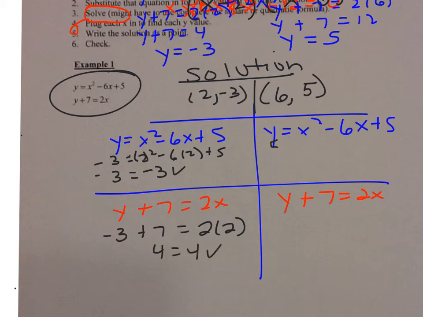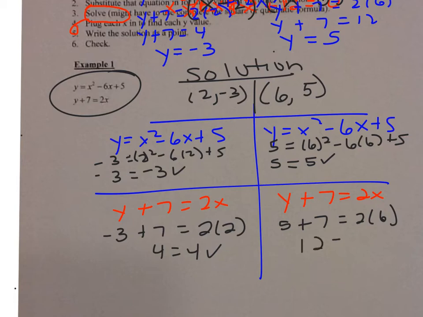Okay, on to the other point. So I have my y is 5 and x is 6. So that's 6 squared minus 6 times 6 plus 5. Plug the right side in your calculator. 5 equals 5, and that checks. And now we're going to try y plus 7 equals 2x. So it's 5 plus 7 equals 2 times 6. So that's 12 equals 12, and that checks. All right, so flip it over, and let's take a look on the back.